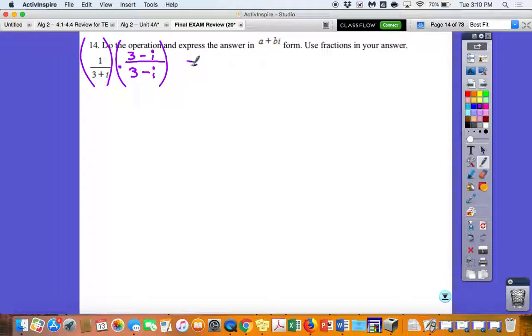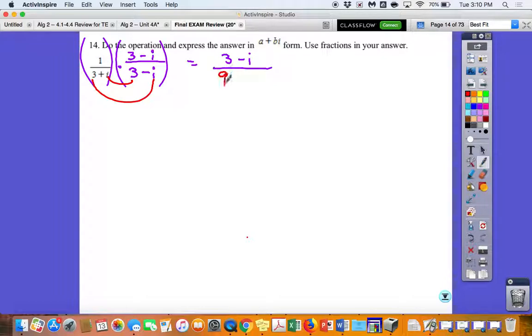So 1 times everything in the top is the exact same thing. When you distribute the bottom, remember your middle terms are going to cancel, because that's going to be a positive 3i, that's going to be a negative 3i. There's no sense writing them down, because they're going to go out. That's your whole plan. So just do your fronts.